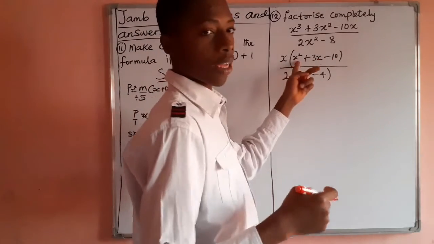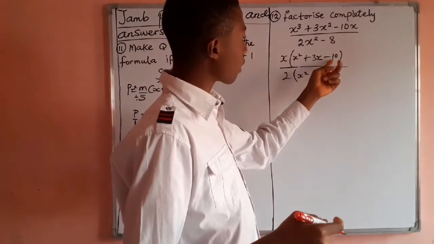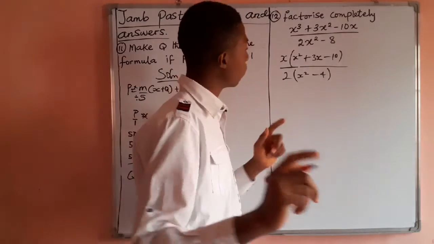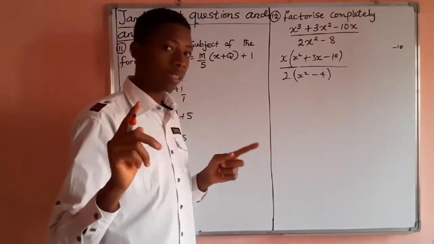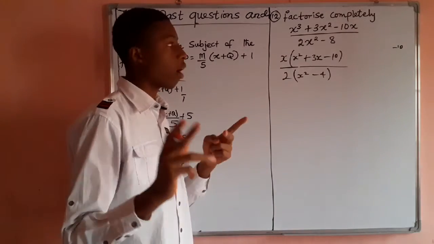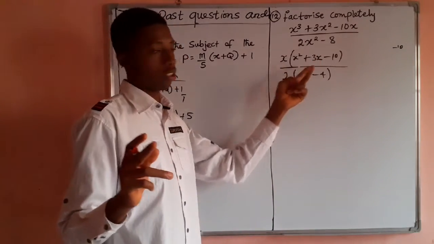First, you multiply your a times your c. Minus 10 times 1 will still give you minus 10. So you will have minus 10. That means you have to look for two numbers that multiply to give you minus 10, and when you add them, give you plus 3.